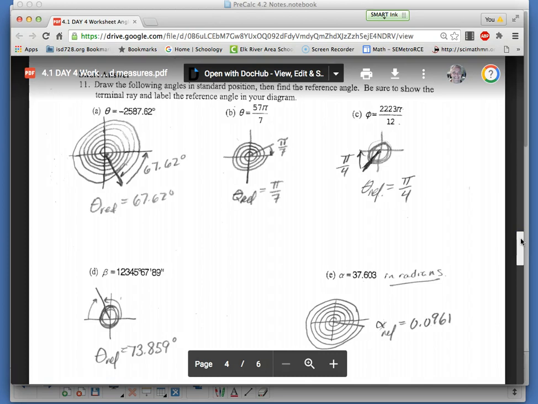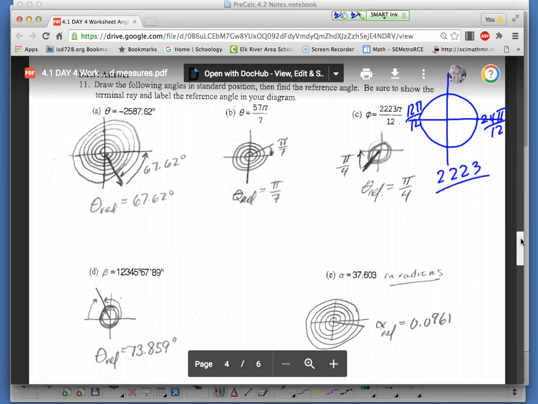So if we're looking at C, remember that one is in 12ths. So 12ths is in pi, and I'm just going to emphasize this as we're going through. This is 12 pi over 12. This is 24 pi over 12 if I finish it out. So that's why I'm going to look at it as pi 12ths. The first thing I'm going to do is take 2223 divided by 24. Okay, that's 92.625.